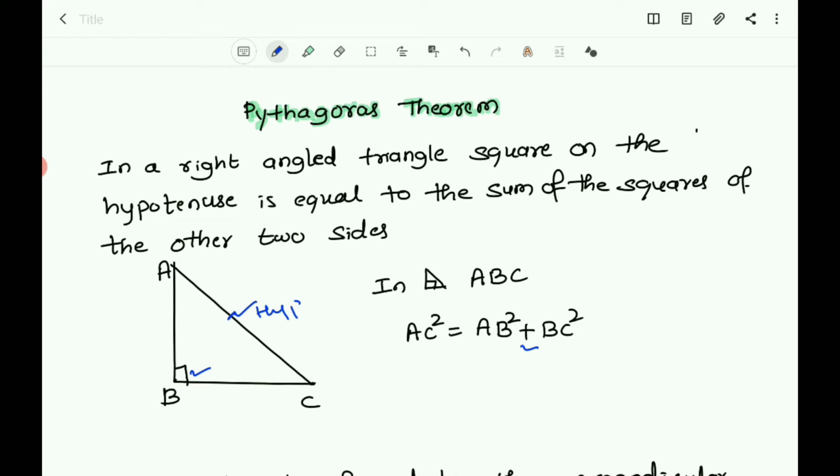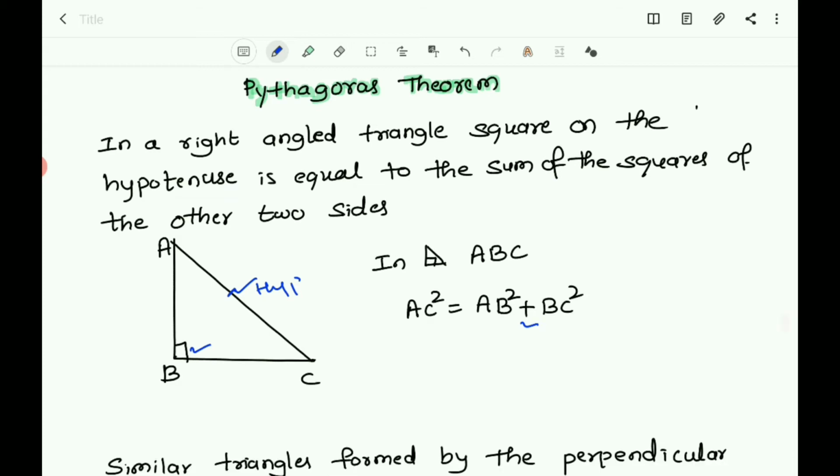We have verified this theorem through some activities and made use of it in solving certain problems. Now let us prove this theorem using the concept of similarity of triangles. In proving this, we shall make use of a result related to similarity of two triangles formed by the perpendicular to the hypotenuse from the opposite vertex of the right angle.